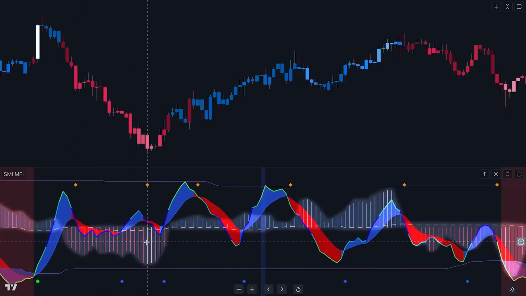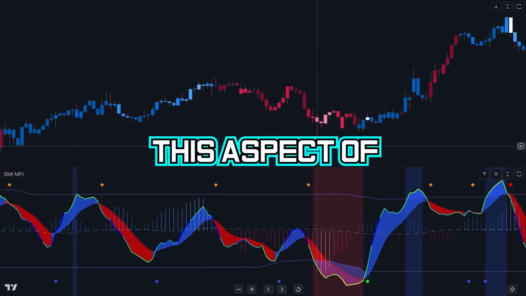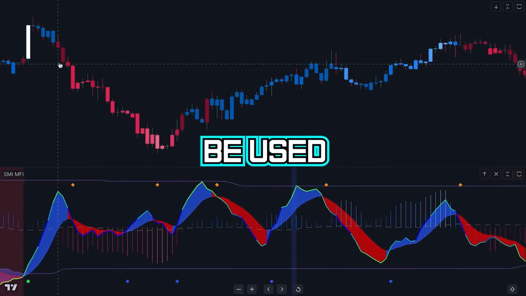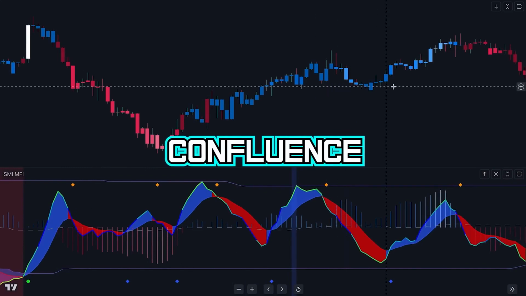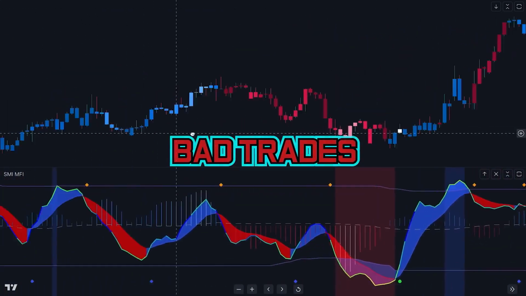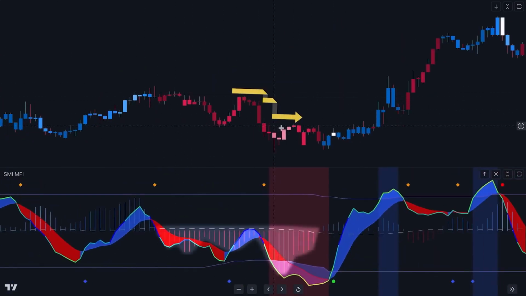Moving on, we now have the SMI ergodic indicator. This is used to gauge the buying and selling pressure in the market, and the candles by default are colored based on this aspect of the indicator. This aspect of the indicator is not to be used as a direct buy or sell signal, however, it can be used to create confluence and filter out bad trades. When the histogram is above the 0 level, this means you should be aligning your analysis for buying trades, and when below, you should be preparing for bearish trades.